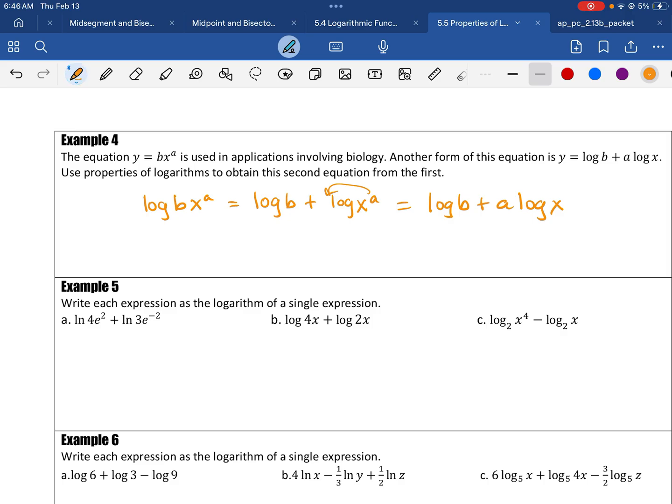Done. Okay, these next examples want you to condense them back down. So write it as a single log. So we're going backwards of what we've done before. This is a plus, so that means we're going to multiply them. I write it as one natural log, and then 4e squared times 3e to the negative 2. These e's are going to cancel out. If you add their powers together, that's just 0. So we would just multiply the 4 and the 3 together, and we would get ln of 12.